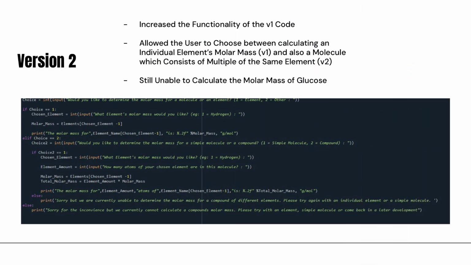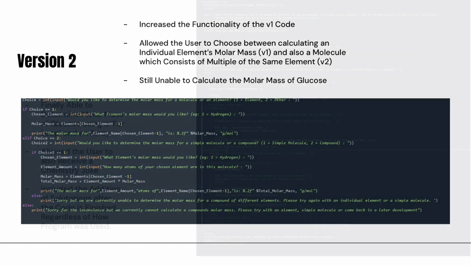Version 2 increased the functionality of my code by allowing the user to calculate the molar mass of a molecule, which is an element with multiple of the same element in it. As you can see, the user would input the atomic number of their given element and how many multiples of that element are present, and therefore it's a simple multiplication returned to the user. This code increases the functionality of version 1, but is still unable to calculate a compound like glucose, which leads me to version 3.